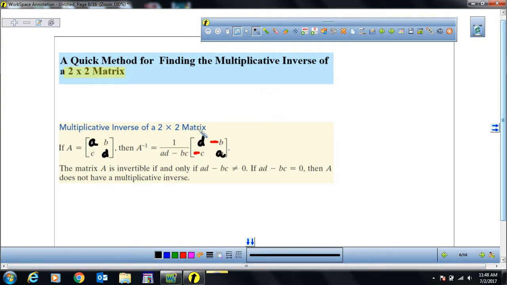Now, once you get these values in, you multiply them, like I said, times the number on the outside. Every value must be multiplied times this number. And that should give us the inverse.